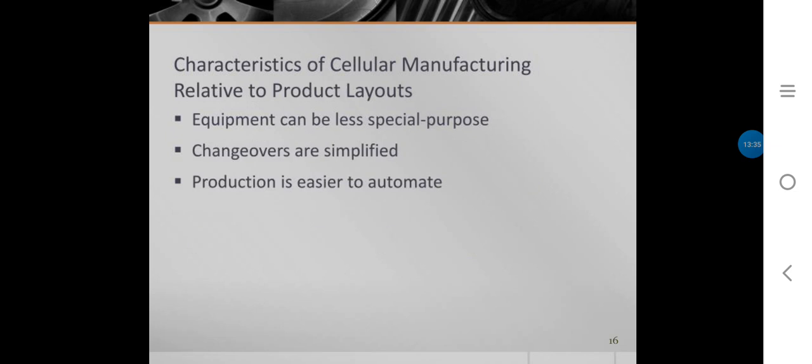And the characteristics of cellular manufacturing relative to product layouts: equipment can be less special purpose, changeover is simplified, and production is easier to automate. That means in both product layouts and process layouts, we can use cellular manufacturing features.